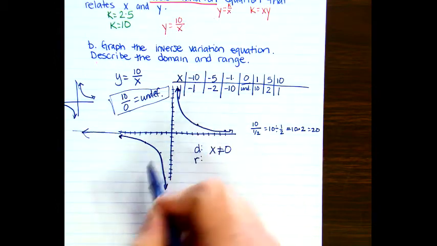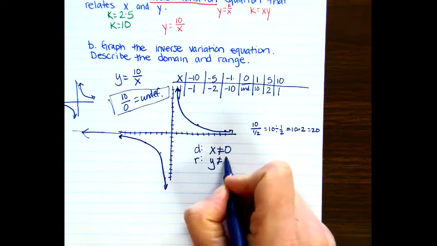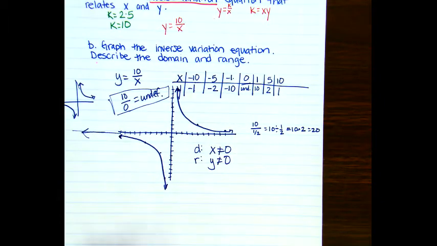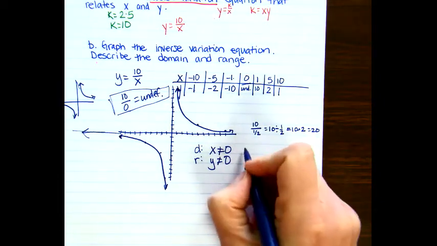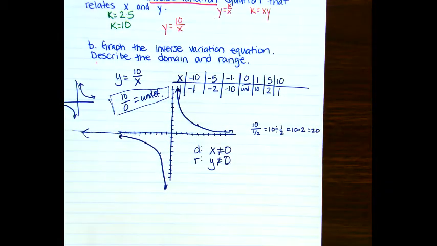For a range, y can be anything up here, anything down here, it just can't equal 0, so my range is y is not equal to 0. So that's pretty easy. I could also say all real numbers except 0. This is how I like to write it though, because it's pretty straightforward.